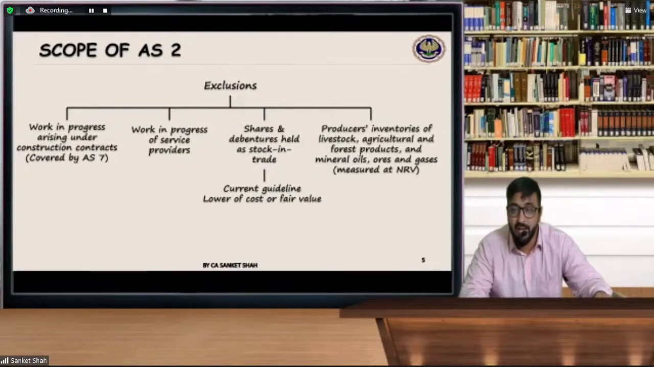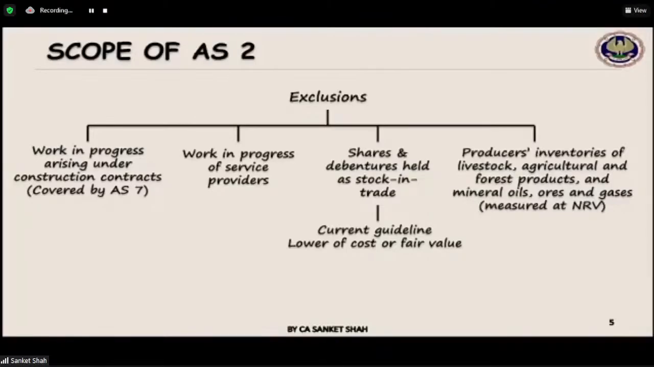Sometimes ICAI may challenge you by giving some exclusions and ask whether AS 2 is applicable or not. Such theory questions may be asked in the exam, so please note down these exclusions, and they will help you out.